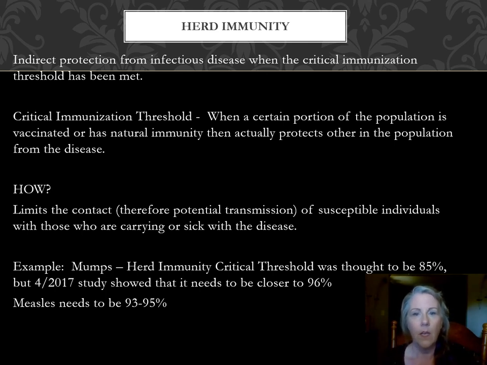So, for example, the herd immunity critical threshold for mumps was thought to be about 85%. Okay? So if 85% of a population either had natural immunity to it or immunity from the vaccine, we're hoping immunity from the vaccine, then the likelihood of coming into contact with someone who is sick from it or who is an asymptomatic carrier is so low that it actually prevents the other people from getting it. But a study in April of 2017 showed that it needs to be closer to 96%, so a lot higher than what we thought it was.